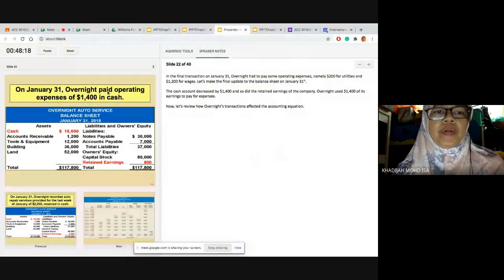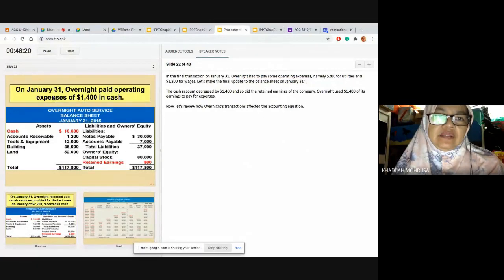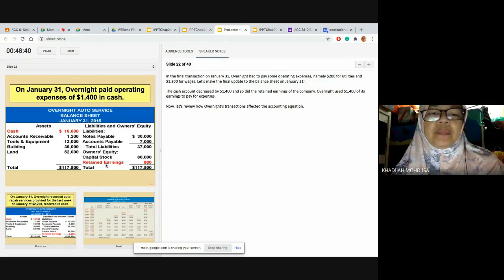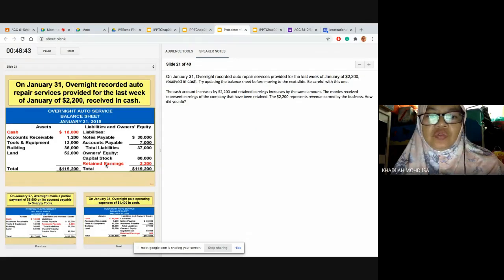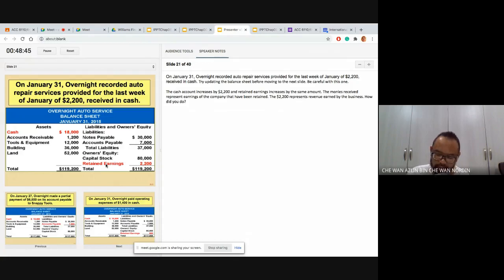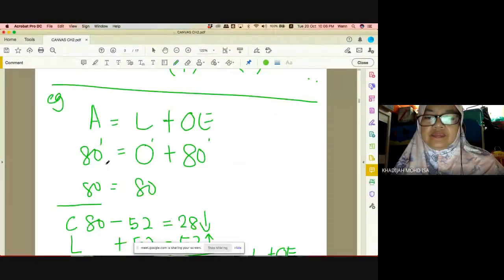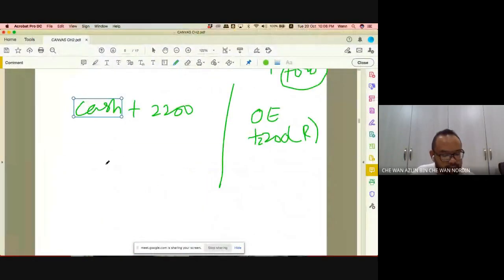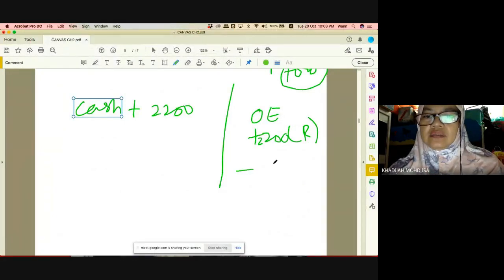You paid operating expenses. Agak-agak apa berlaku? What happened to your cash? Decrease. Decrease because you have to pay 1,400. Yes. So cash minus 1,400. But owner's equity, retained earnings. Tadi ada berapa retained earnings? 2,200, right? Yes. What happened tadi kat sini? Also decrease. So sekarang ni dia akan tolak 800.